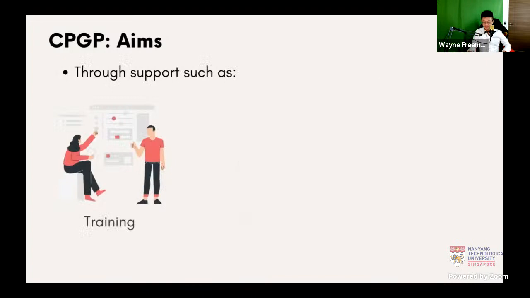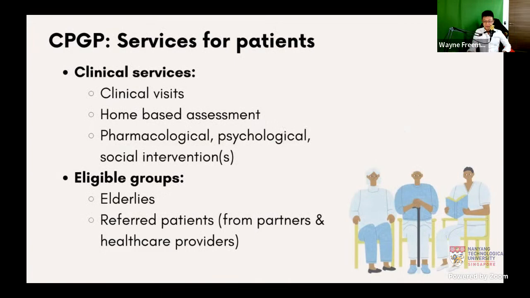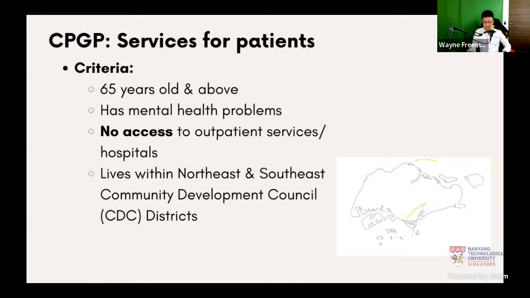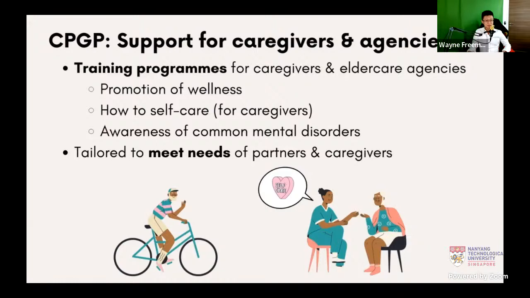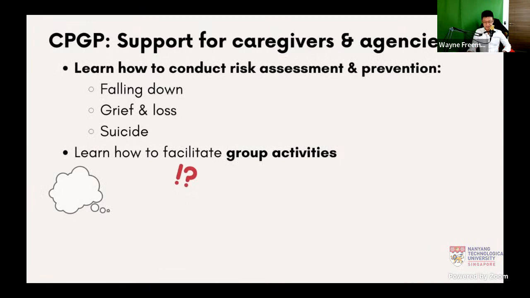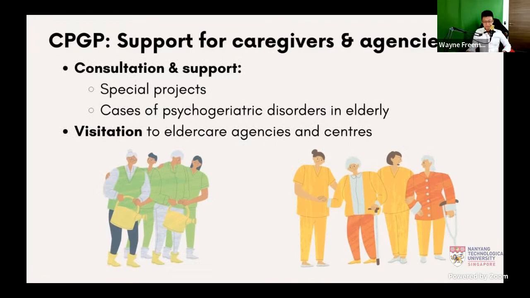The CPGP provides clinical services for elderly and referred patients who reside in a CDC district who are suffering from mental health disorders and have no access to outpatient services. These cases are managed by a multidisciplinary team who will conduct assessment and weekly reviews. For partners and caregivers, help such as training programs teach caregivers and agencies about early detection of mental health problems, which aids in early intervention. Training will also include ways that the caregivers can care for the elder and aid in group activities. Consultations and support are provided through visits to elder care agencies to aid in resolving special projects.